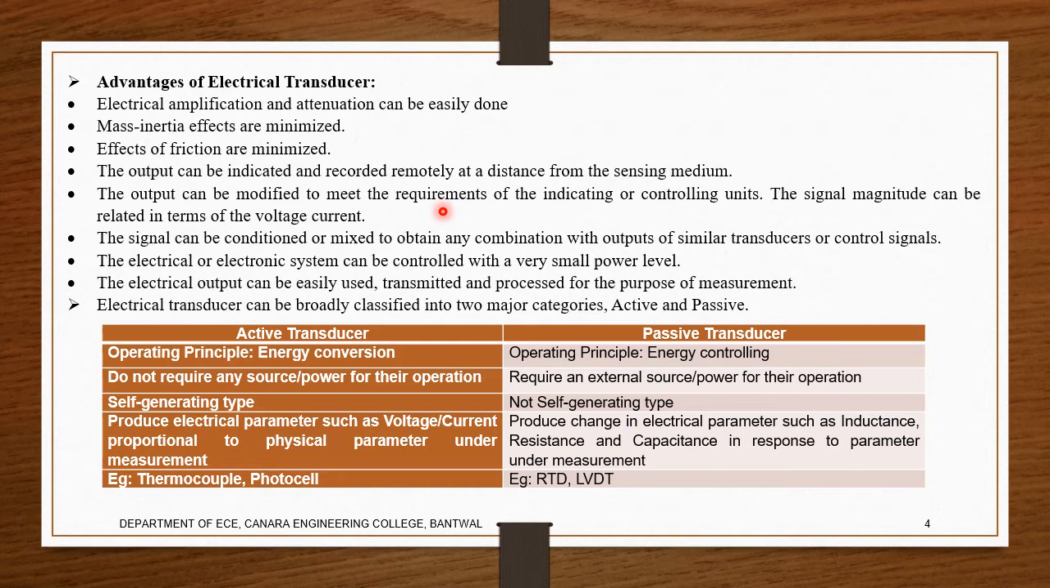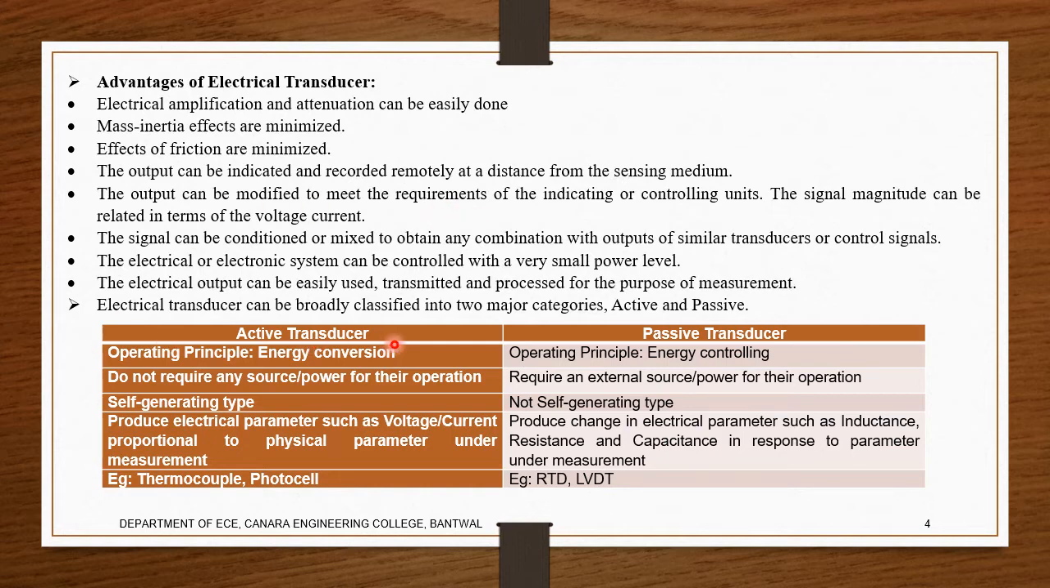Here, transducers can be broadly classified into two categories, active and passive. These terms appear in many subjects, active and passive. Active means it has its own energy, passive means the energy is supplied by other factors.